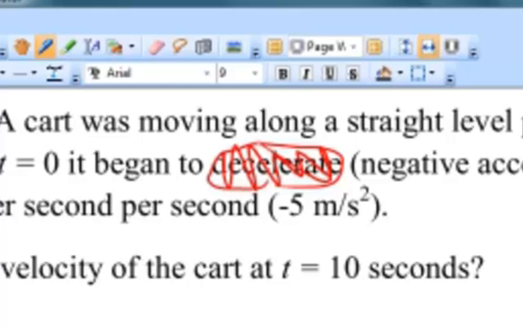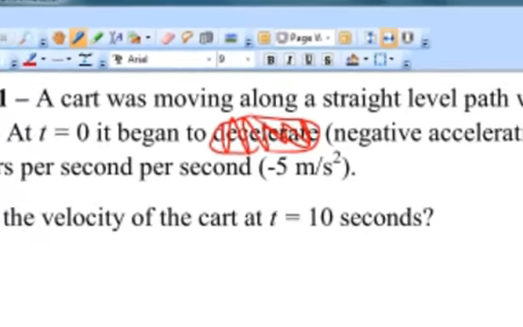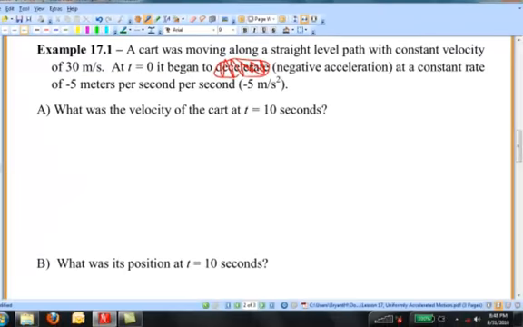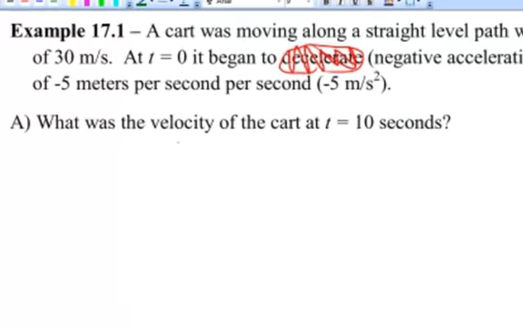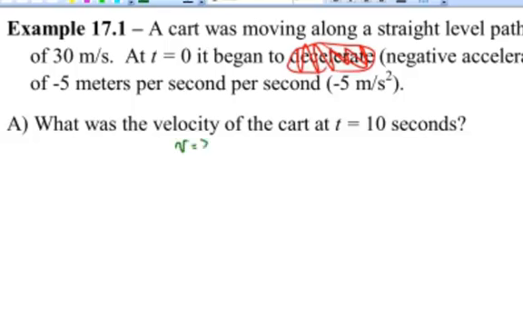And so I think this word decelerate is misleading. I will discourage you from using it. I like the term negative acceleration better. All right, let's look and see what part A is asking us for. They're asking us for a velocity of the cart at t equals 10 seconds. In order to solve a lot of these problems, you need to identify what variables you know, what variables you're looking for, and then go up to your list of equations and figure out the equation that has those variables related together. So, in part A, they're asking us for the velocity at time t equals 10 seconds.